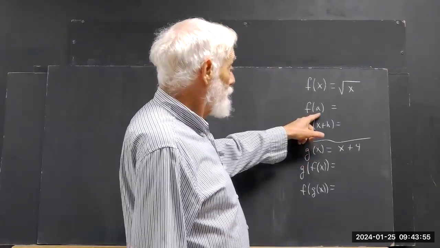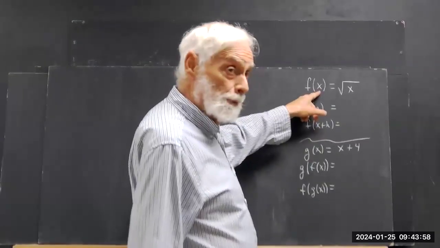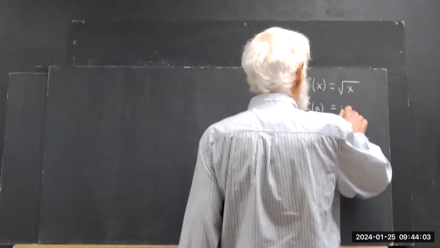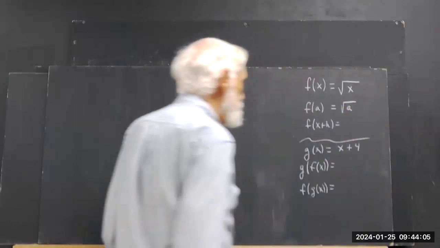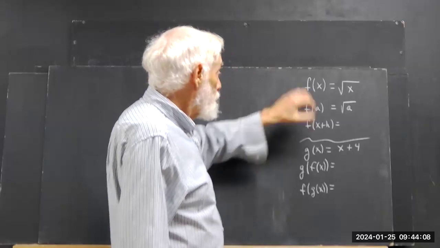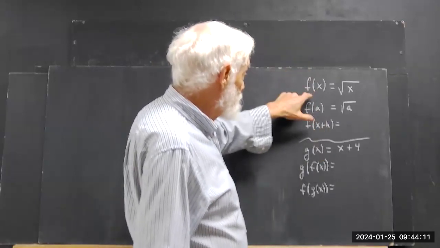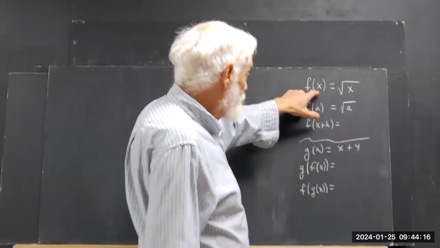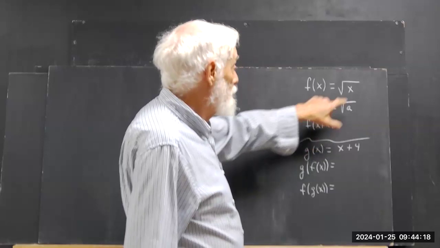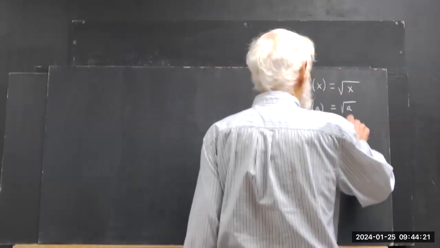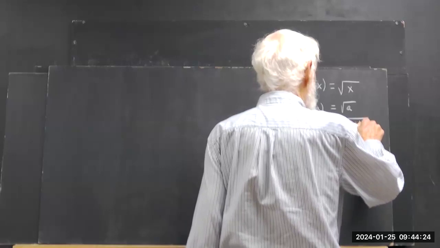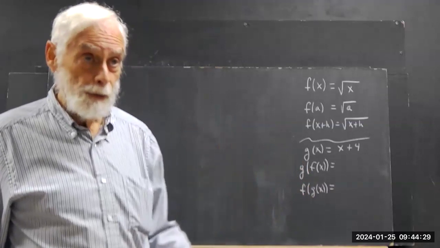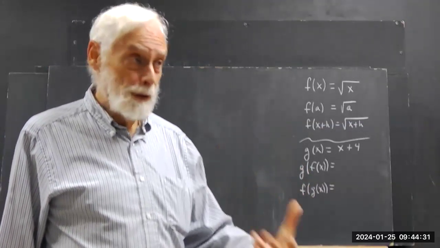Okay, so what's F of A? Well, I've got A here. I've got X here. That means I'm replacing X by A. So F of A would be the square root of A. Now what have I got in the parentheses? I've got F of X plus H, which is like F of X, except I've got X plus H here. That means I've got to replace X by X plus H, and I replace it here by X plus H as well. And there it is. Now that's a straightforward process. You've got to get in your head that you replace X.